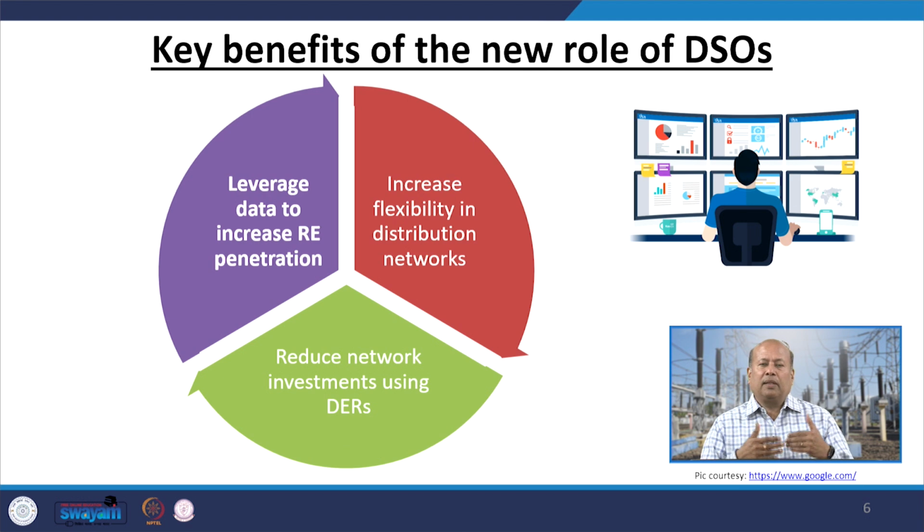So what have you done? The distribution company, because of the flexibility available for integration of DR, has delayed the investment for the substation by a couple of years. That means reduced network investment using DRs. Hope you are able to understand. Please read more literature to have more clarity on this issue.